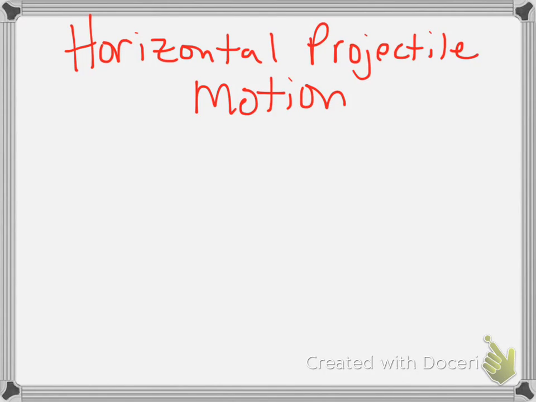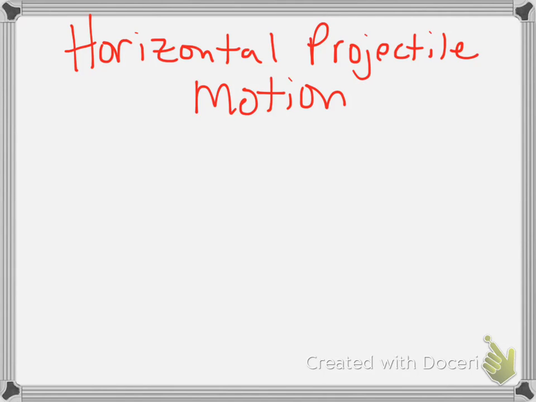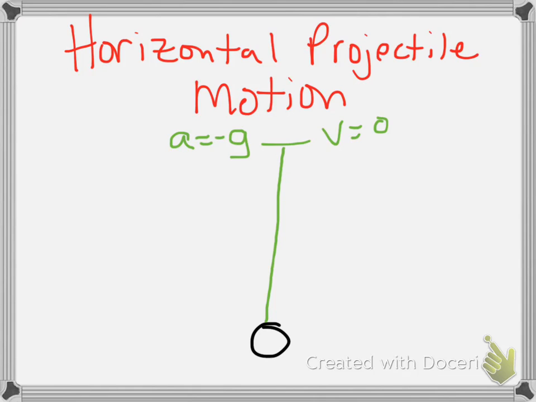Okay, so this video is going to be about horizontal projectile motion. We've already seen vertical projectile motion. If you remember, we have this orb, and it gets thrown up in the air, going up and up and up. Up here we know its velocity is equal to 0, but we still know the acceleration is equal to that negative g, and then it comes right back down.